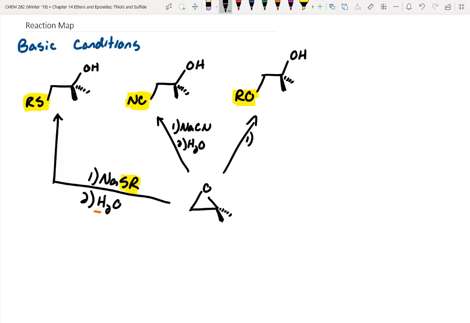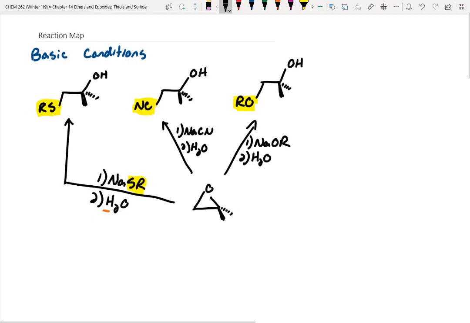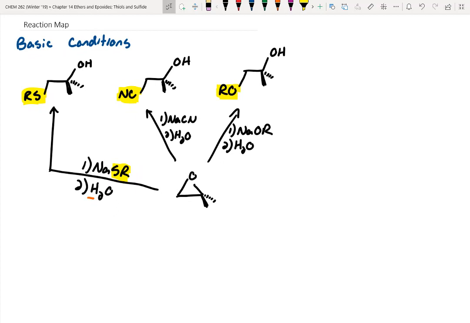We need an alkoxide, right? So it could be sodium methoxide, it could be sodium ethoxide, it could be any one of the alkoxides that we've seen used as nucleophiles. And then in step two, we would include water. All right, there's a couple of other cool ones that we've seen but not really used for this sort of chemistry. Next one's going to be a Grignard reagent.